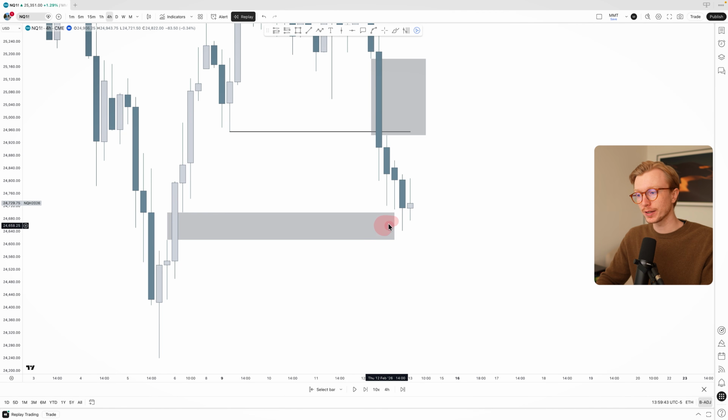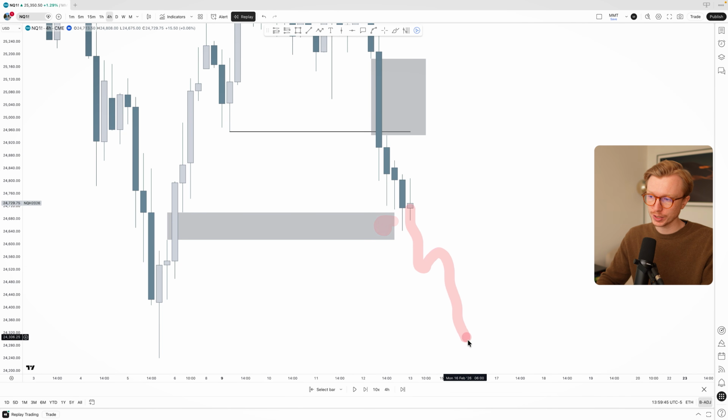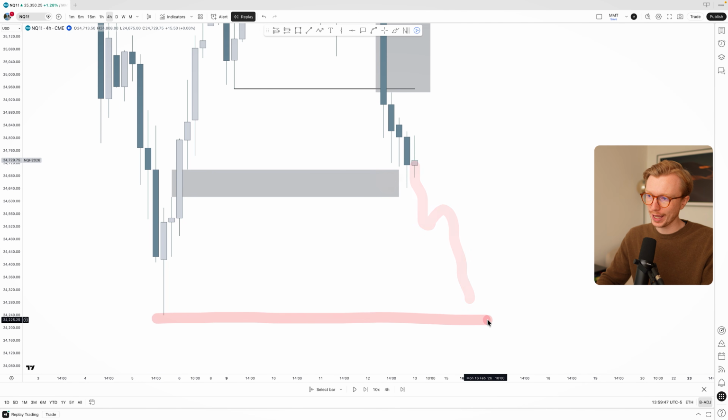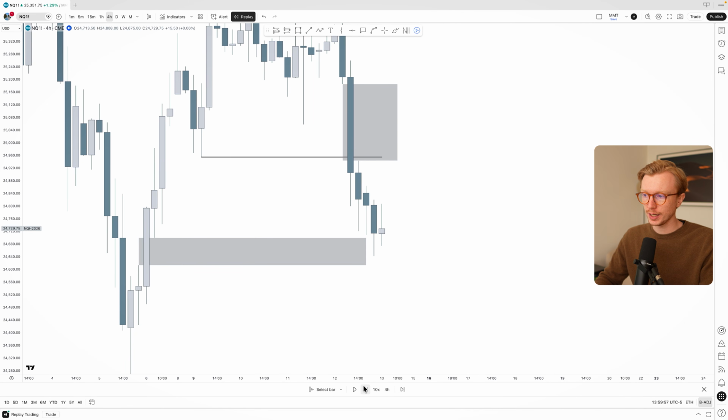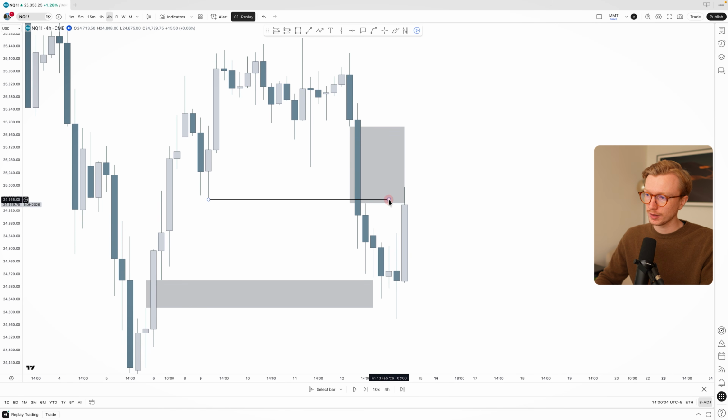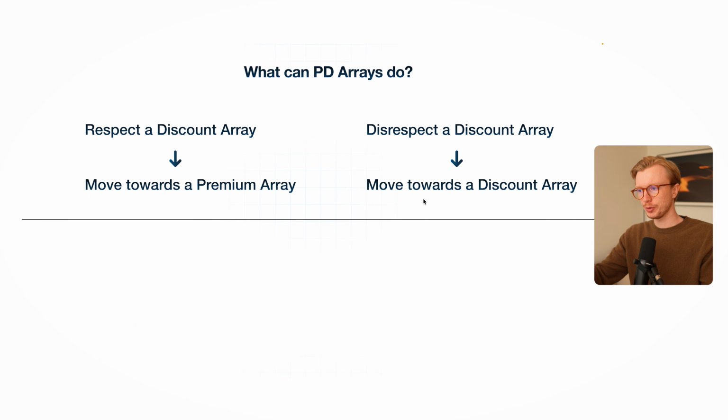But if we disrespect this discount array again, then we can potentially move towards the next discount array that we have right there. So the question all starts with: are we respecting or disrespecting that PD array? If we are respecting these discount arrays, that means we are moving towards a next premium array. But if we disrespect, like for example this swing low, we are moving lower towards the next discount array. Again, this is going to return, because this is going to be a huge theme throughout this video.